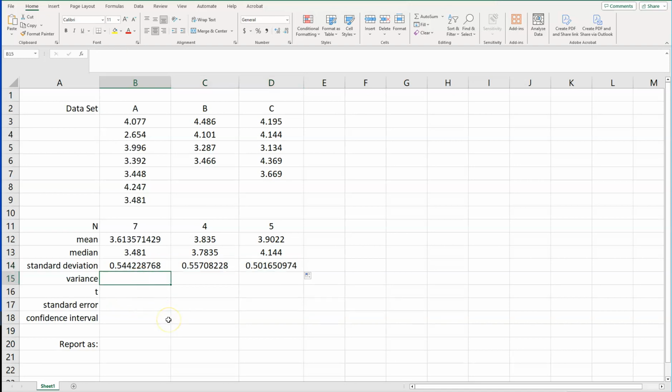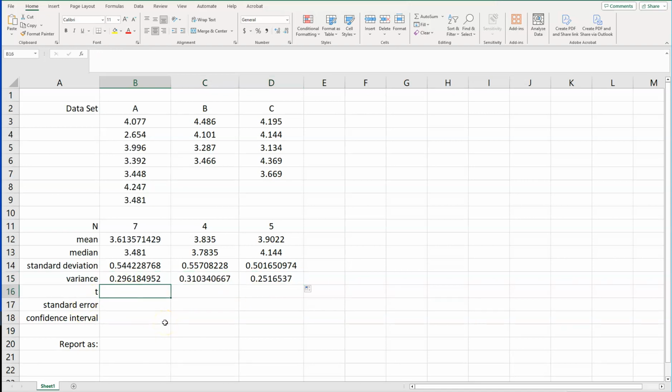The variance is the square of the standard deviation. So I can just click on the standard deviation and caret 2. That's the variance. Drag it over and I have the variance for the other two sets.